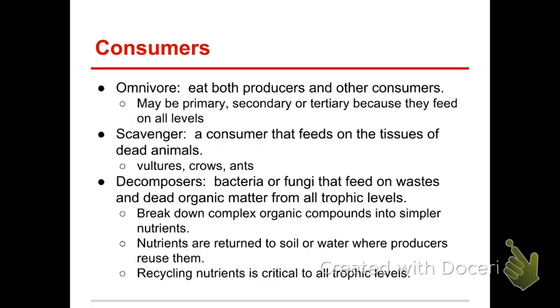Just a couple more definitions. We've already talked about these, though. Again, omnivores are a very special case. They may be primary, secondary, or even tertiary, depending on what they're eating at the time. They can feed on all different levels. So can scavengers, and so can decomposers. They don't have one distinct spot in the food chain or a food web.